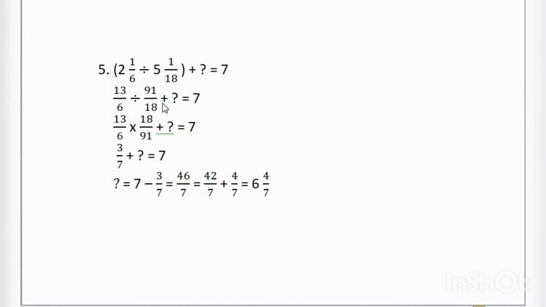And here this can be written as 13/6 into 18/91, right? On simplifying, 13 into 7 is 91, 6 into 3 is 18. So we can write this as 3/7 plus question mark equals 7. From there we will get the unknown number as 7 minus 3/7, and on taking LCM we will get 46/7. And this 46/7 can be written as 42/7 plus 4/7, right? 42/7 on cancellation is 6, then 4/7. So the answer is 6 4/7.